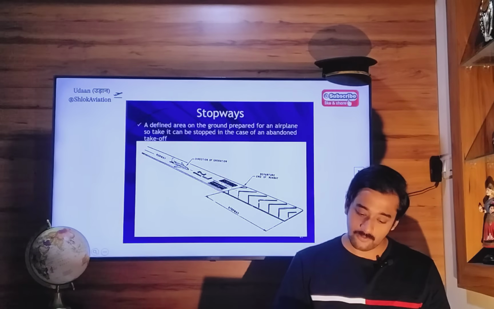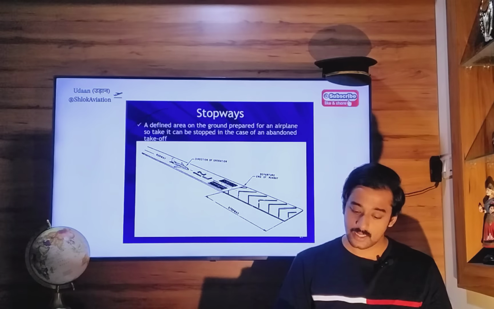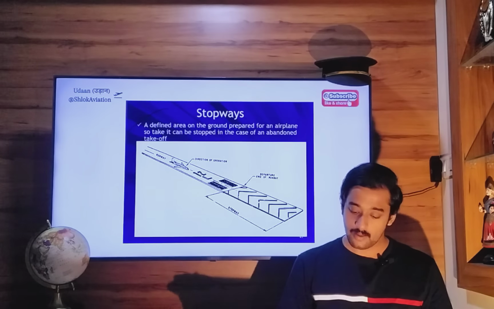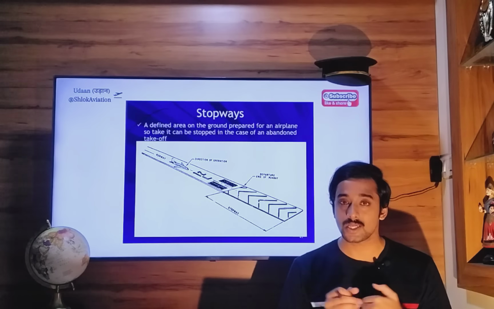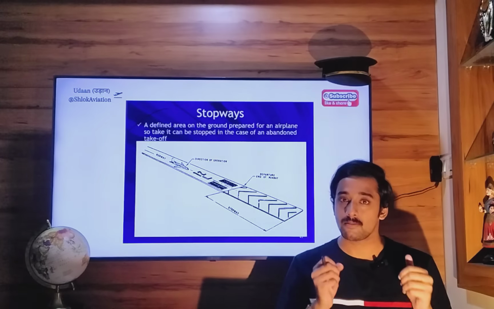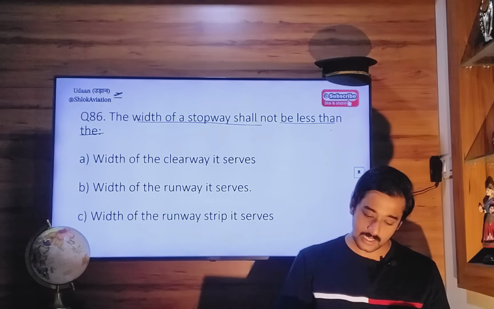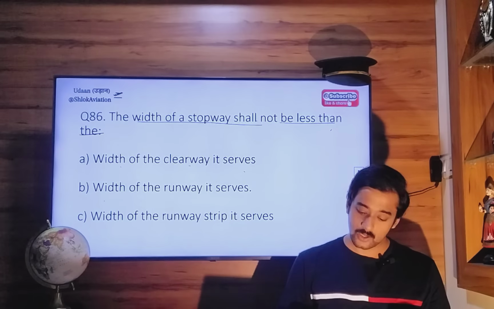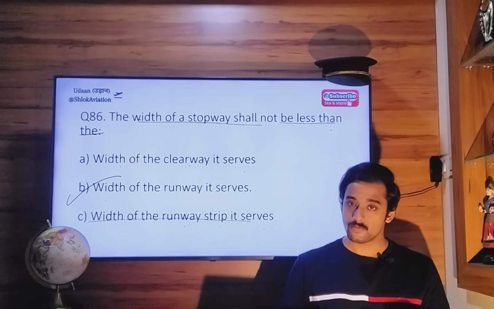So a stopway is a defined area on the ground prepared for an aeroplane, so it can be stopped in the case of an abandoned takeoff or aborted takeoff. So the surface of the stopway must be strong enough, robust enough, to withstand the tremendous pressure of decelerating that aircraft and making it stop in one place. So the width shall not be less than the width of the runway strip itself. So the correct answer is width of the runway.